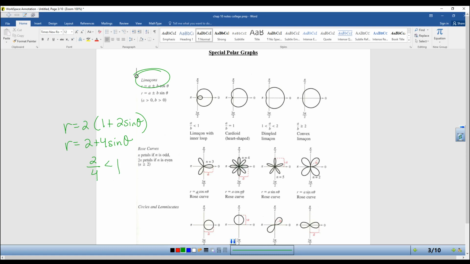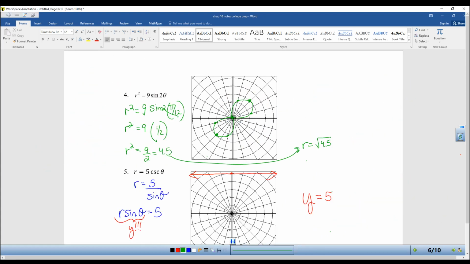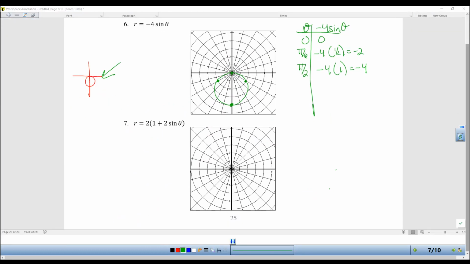Why did I give this one to you? Because I want to see if you can do another inner loop. So this is one of the really challenging ones. That's why I put 2 of them in your notes. If you were in school, of course, I wouldn't even still be teaching. I would just be walking around. So let's change this to 2 plus 4 sine theta. You know it's a positive and it's sine, so it's going to look like this, with the inner loop. Let's go ahead and start plotting some points. Remember, this is the hard one.